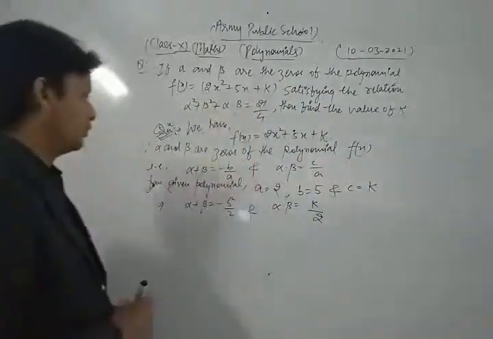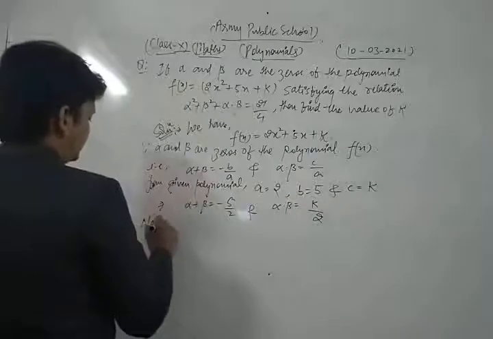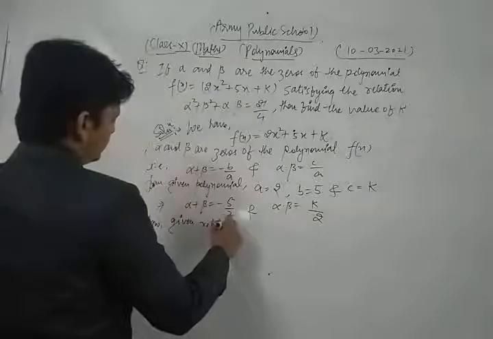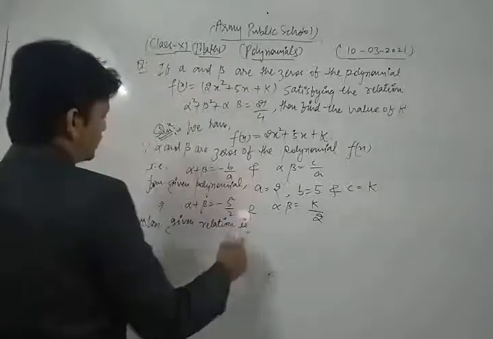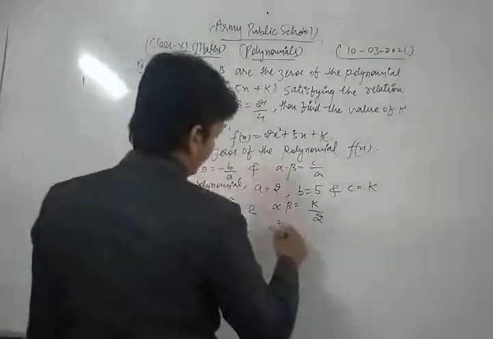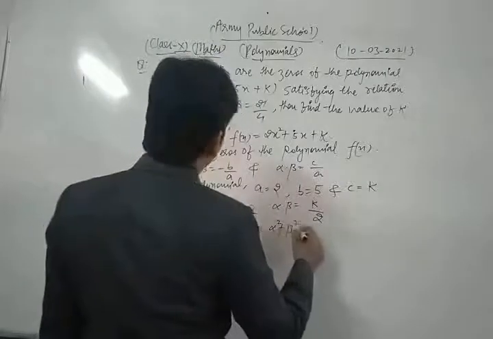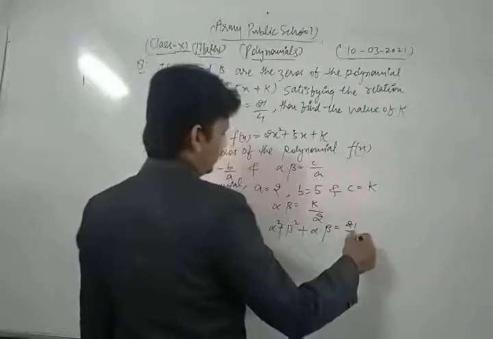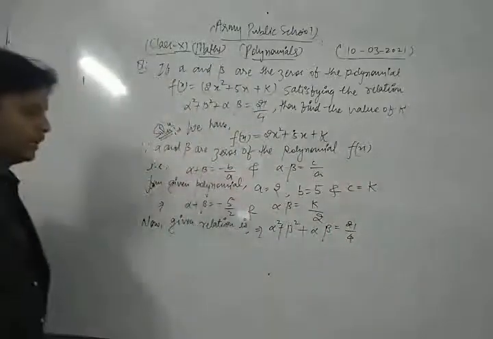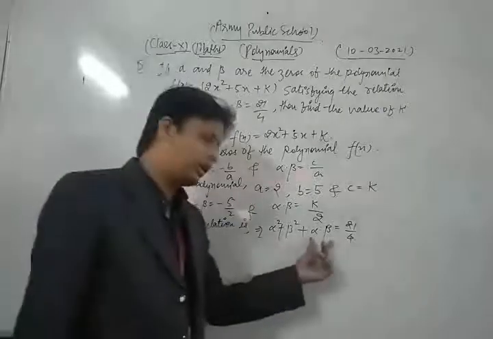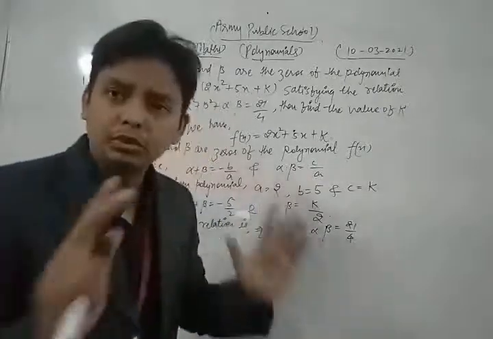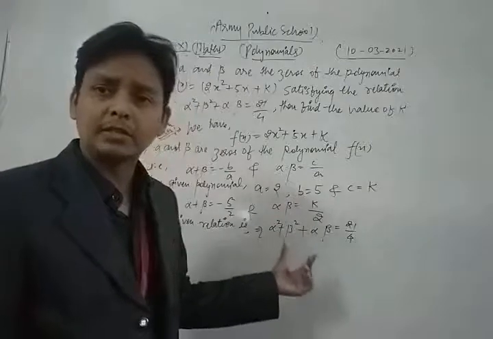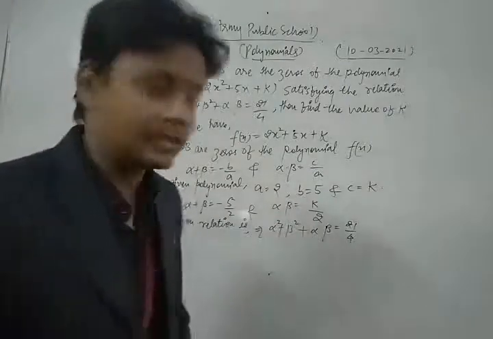So first of all, the given relation is alpha square plus beta square plus alpha into beta is equal to 21 upon 4. Let's see, dear friends, we have the value of alpha into beta, but we don't have the value of alpha square plus beta square. So we replace alpha square plus beta square by using algebraic identities.